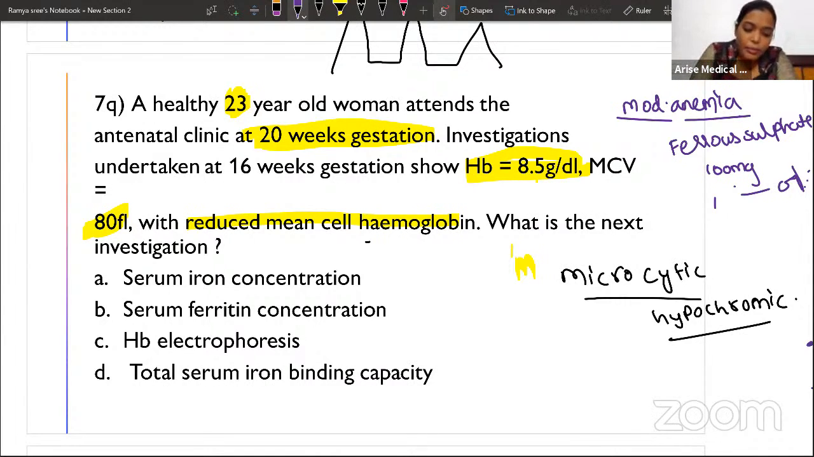Very good, Akansha. So better go with oral therapy because she is less than 30 weeks. Any mild to moderate anemia before 30 weeks, go with oral therapy. Any mild to moderate anemia after 30 weeks, you can go for parenteral. So there is no indication for parenteral here. You can just do oral therapy.